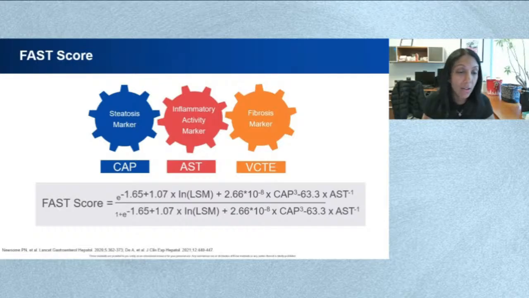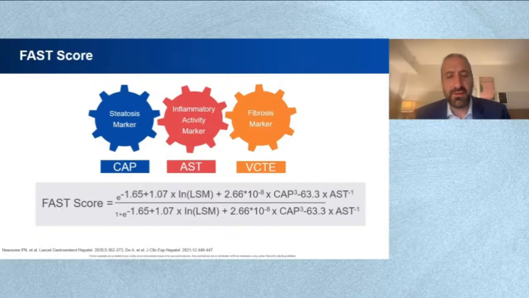This takes into account not only the fibrosis marker, the kilopascals from transient elastography, but also the CAP score to score the steatosis, and then AST as an inflammatory activity marker. You can see the calculation on the bottom. It's not an easy test that you can calculate on your calculator, but there are online calculators that make this really easy to do. You just input the lab values and it gives you a score. And I want to highlight that you can download an app called My FibroScan app, and this will allow you to calculate the FAST score and other scores that utilize transient elastography.